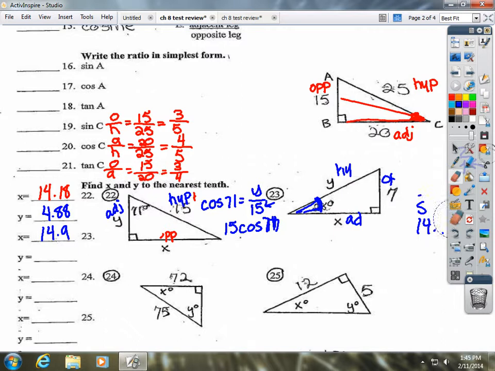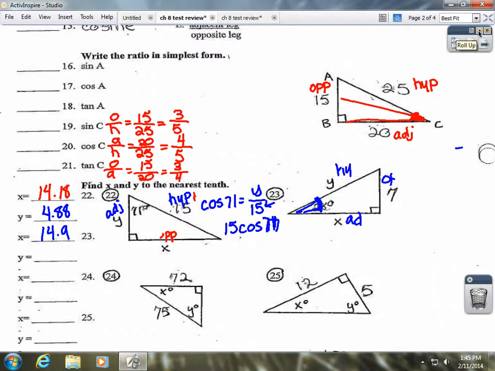Alright, back to pen. Now I want my adjacent. I need my adjacent, I have my opposite, so that's tangent. So I'm going to have the tangent of 28 equals opposite, which is 7, over adjacent, which I don't know. Again, I don't have a number on the bottom, so I'm going to divide. 7 divided by the tangent of 28. Plug it in my calculator. 7 divided by tan 28 equals 13.2. I'm rounding to the nearest tenth.